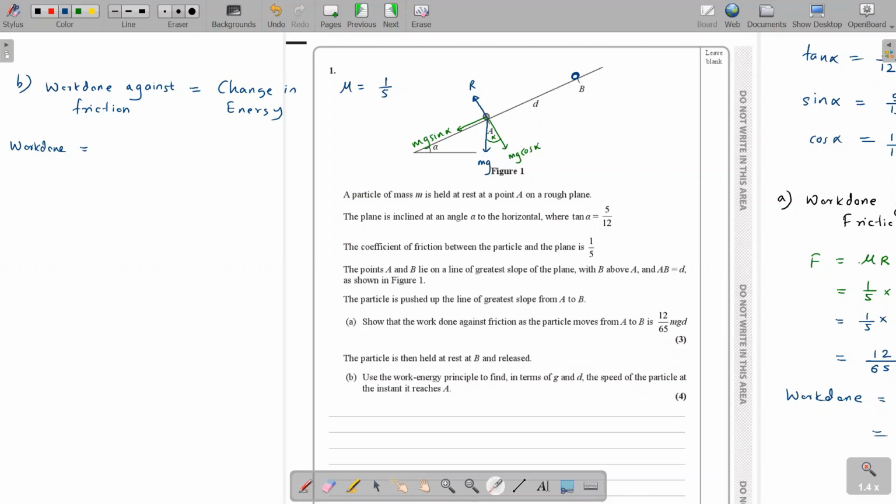Now we are moving, the object comes from B down to A, and I think they say they are releasing it from rest. The particle is held at rest, and then they're releasing it from rest. The particle comes down to point A, and obviously at point A it will have a certain velocity. They're asking you to find the speed of the particle at the instant it reaches A.